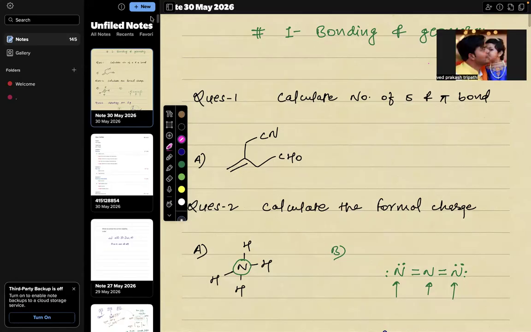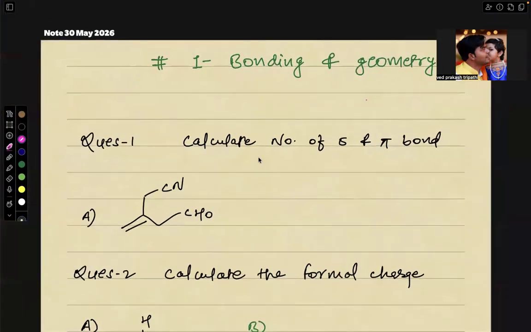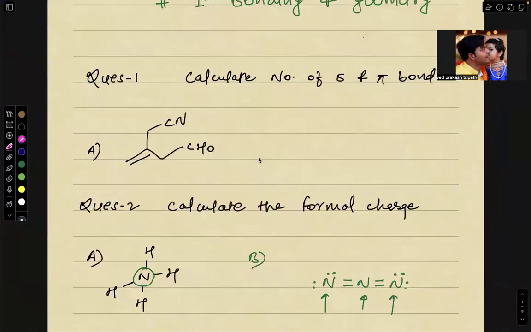And now you can see here, we have the very first question. We have to find out the number of sigma and pi bonds. So this is cyanide and this is aldehyde, okay? If you look at the structure of aldehyde, it looks like this. So take your time and let me know how many sigma and pi bonds are in this compound.